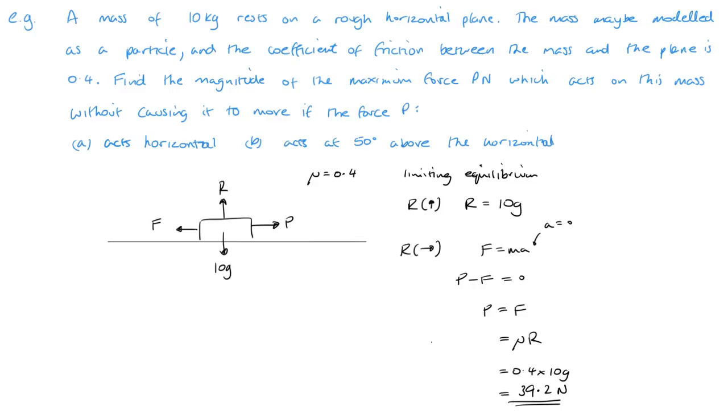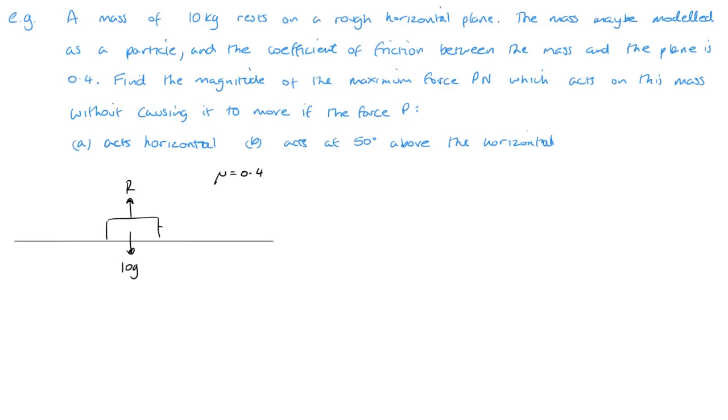Now let's have a look at part B. In part B, the force P acts at 50 degrees to the horizontal. So if I imagine a horizontal line there, then P will act like this at 50 degrees. Friction will always act parallel to the plane that you're on. Now, again, this is in limiting equilibrium.